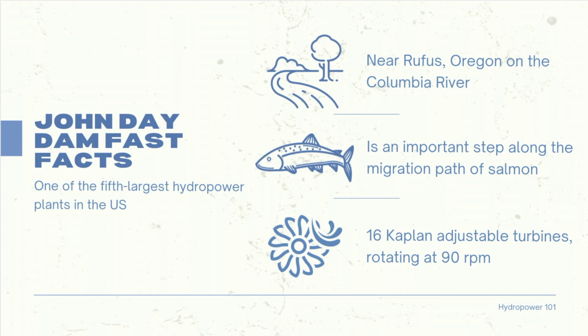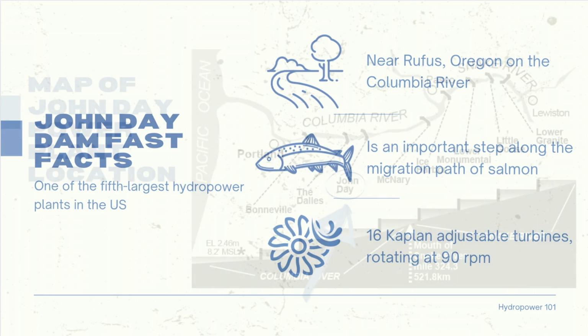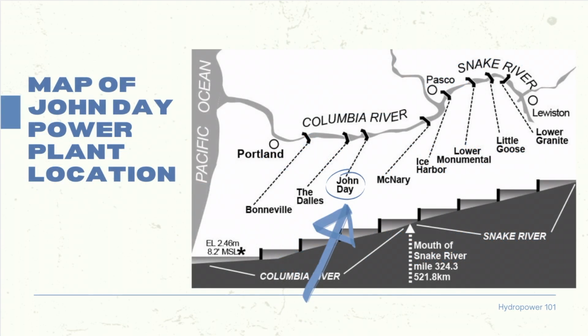Here are some facts about the John Day Dam. The John Day Dam is one of the fifth largest hydropower plants in the U.S. This dam is near Oregon in the Columbia River. This river is an important step along the migration path of salmon. Also, this hydropower plant has 60 Kaplan adjustable turbines rotating at 90 revolutions per minute. As you can see in the picture, the river starts in the Pacific Ocean, then flows through the Columbia River where the John Day Dam is located. Consequently, the Columbia River joins the mouth of Snake River.